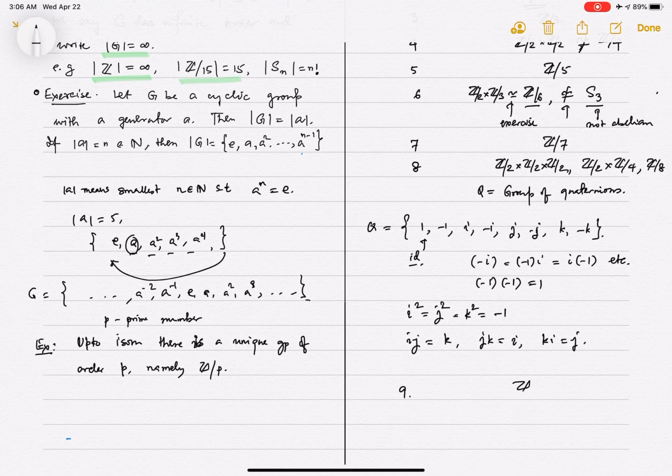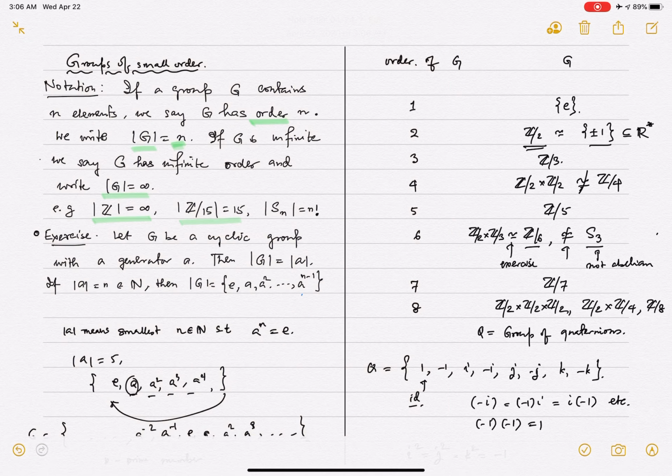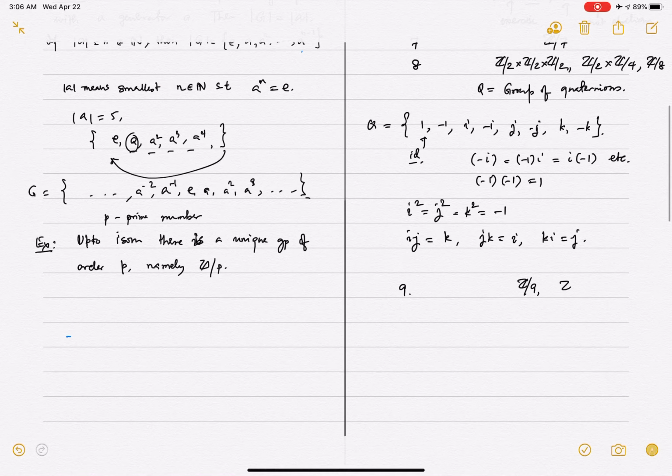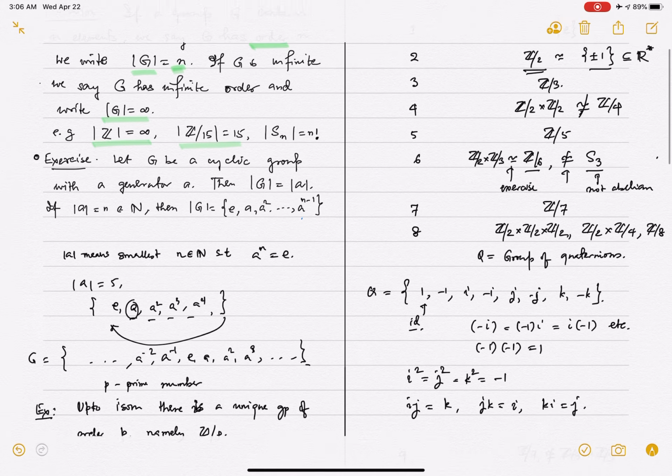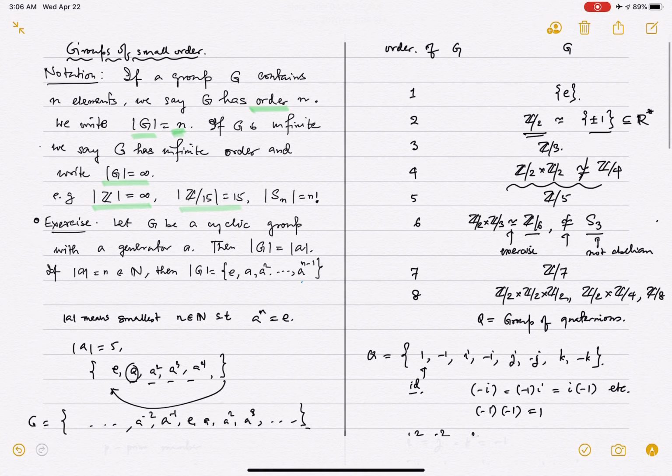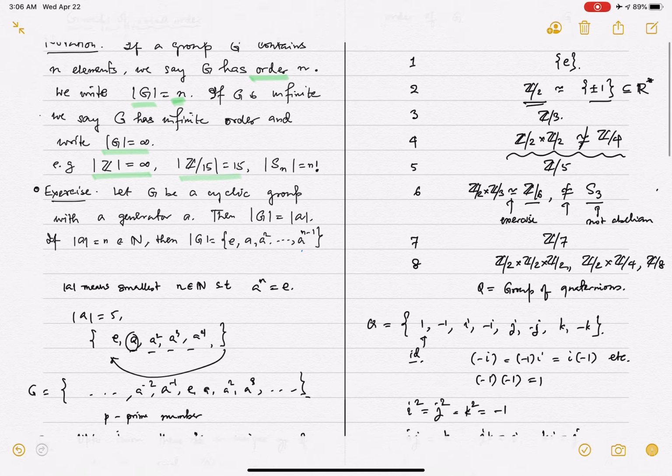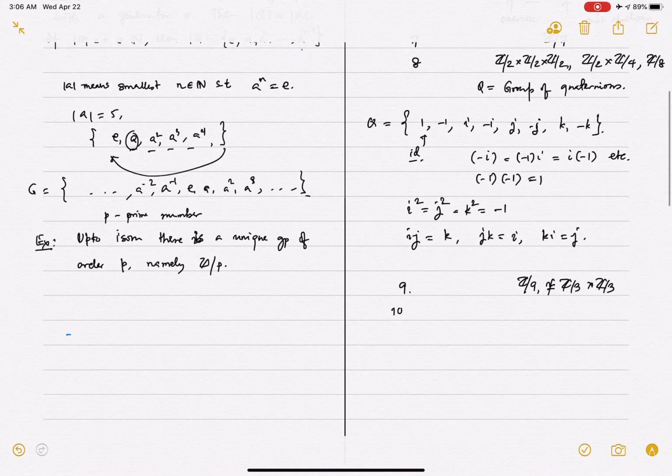Order 9. You have Z mod 9 and Z mod 3 cross Z mod 3, and these are non-isomorphic, the same reason why these two are non-isomorphic, Z mod 2 cross Z mod 2 and Z mod 4. Order 10, you have Z mod 10. You could also write Z mod 2 cross Z mod 5, but that's actually isomorphic to Z mod 10. So there is only one.